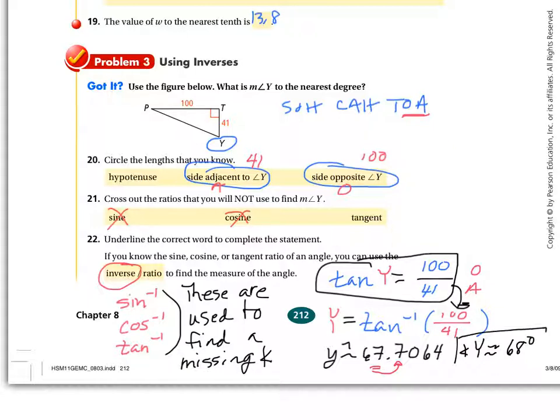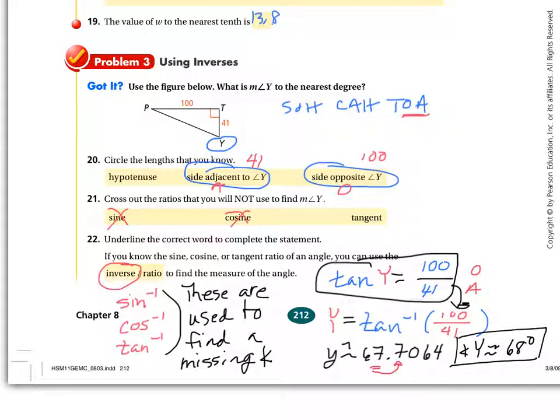So then if I asked you for the measure of angle x, could you find it? I'm sorry, the measure of angle P, could you find it? Yeah, and what would P be? 22 degrees. You just subtract it from 90, right? And they could very well ask you that. So any questions on that?